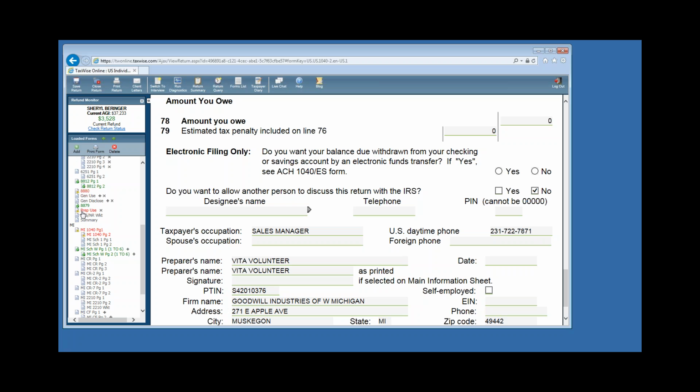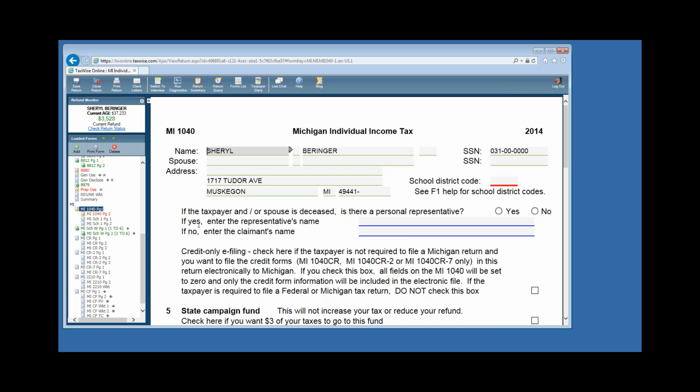We have to get some surveys filled out, but we'll have a volunteer that's in charge of just the surveys. So just leave that as it is. It's not going to impact the return in any way. So we know we're starting to see the Michigan information because Michigan is listed right here in the forms tree. The actual tax return itself is not complicated at all. The first page is just some basic information that flows over from the federal tax return. The only thing that you have to enter is the school district code.